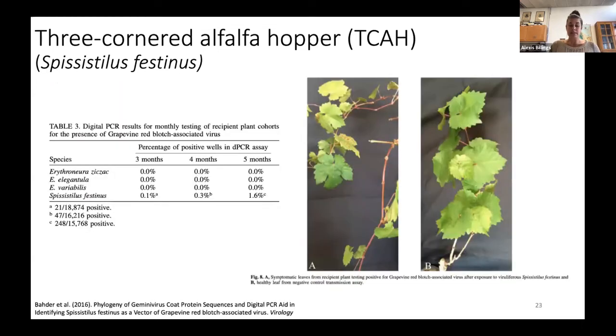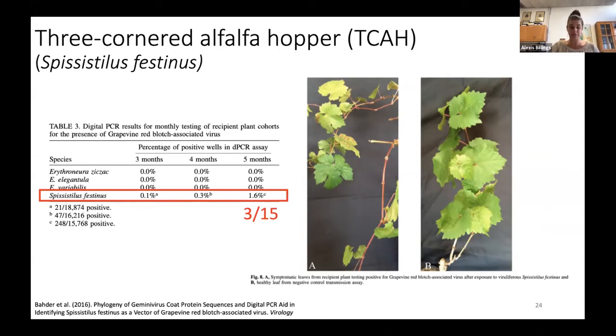So tica has gained some notoriety in relation to red blotch because of a greenhouse study done in 2016. Tica was allowed to feed on infected greenhouse vines and then was placed on uninfected greenhouse vines. These uninfected vines were then tested for red blotch at set intervals. The study identified 3 out of 15 vines that tica fed on to test positive for red blotch after 5 months. So this definitely suggests that tica can also inoculate grapevines of red blotch, which makes it a very good candidate for a vector.